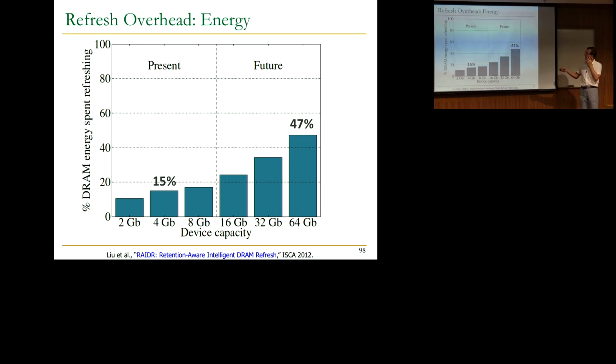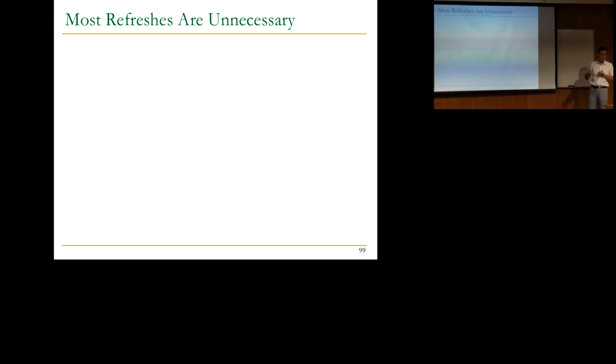And this is the energy overhead. You can argue with these numbers even more because this assumes some activity factor, as you can see. With some assumption of activity factor, this is the percentage of DRAM energy spent refreshing. It's about 15%. And we expected that it would go up to about 40, 50% if you actually had a much larger chip. So the key realization is that most refreshes are actually unnecessary.